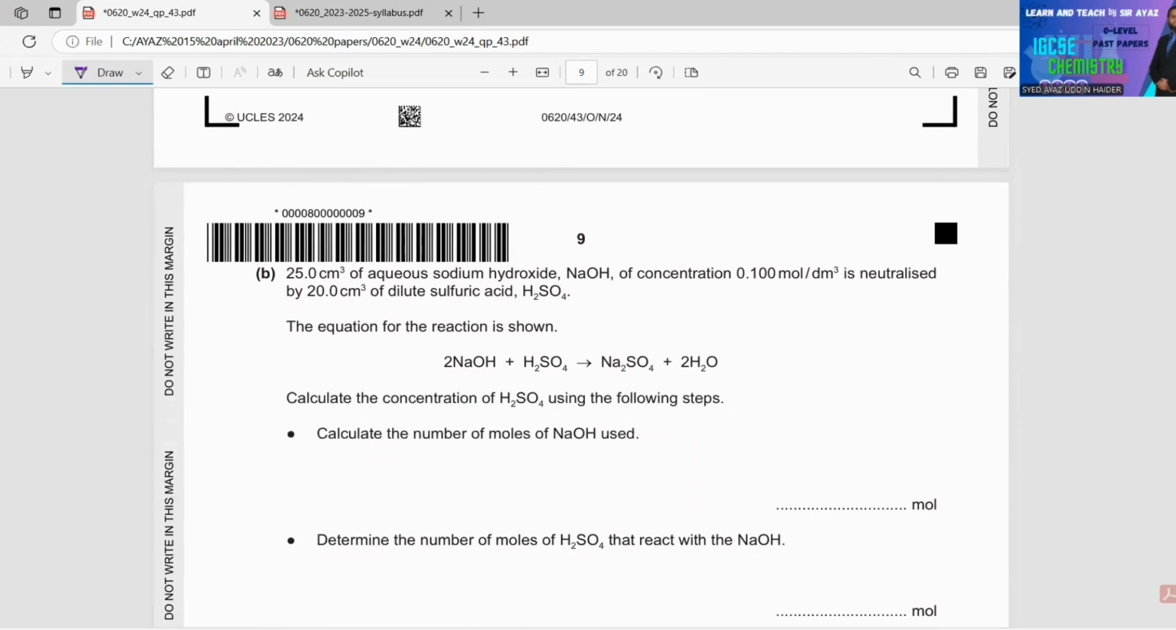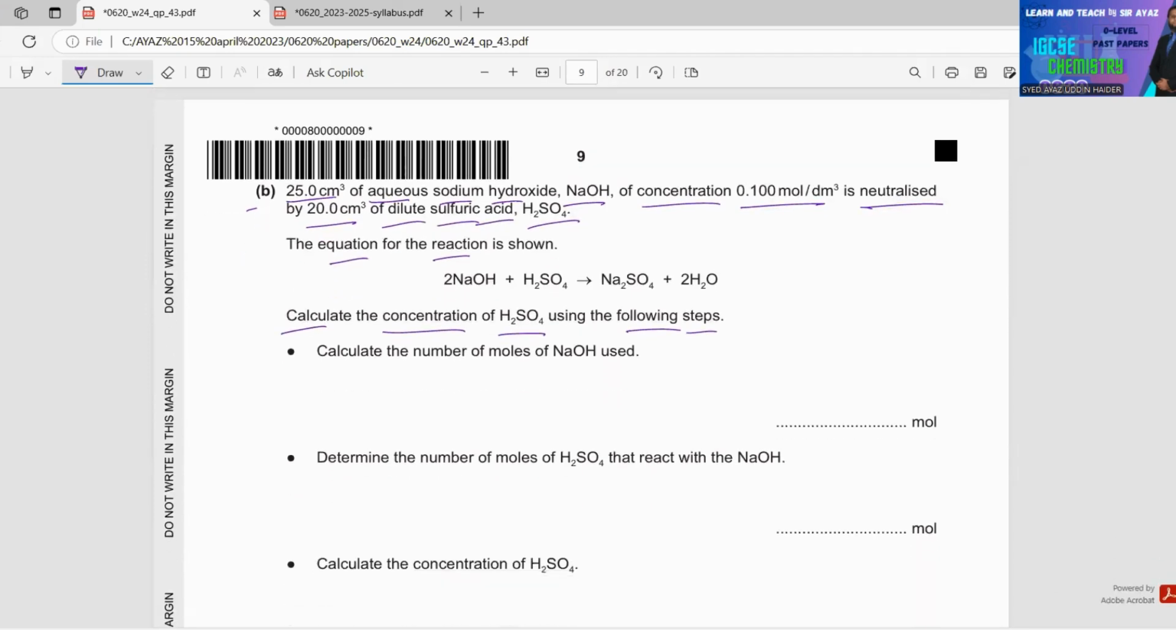Part B, 25 cm³ of aqueous sodium hydroxide NaOH of concentration 0.1 mole per dm³ is neutralized by 20 cm³ of dilute sulfuric acid H2SO4. The equation for the reaction is shown. Here's the reaction equation: 2NaOH plus H2SO4 gives Na2SO4 plus 2H2O. Calculate the concentration of H2SO4 using the following steps.